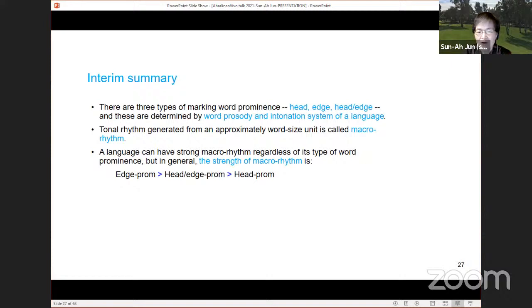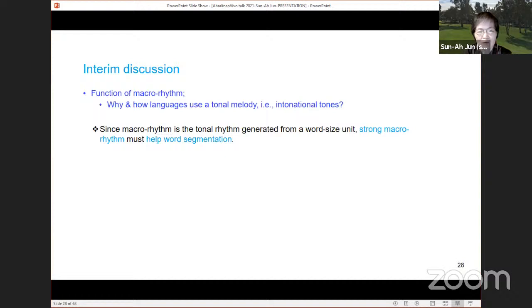The question is then, why and how do languages use a tonal melody? Since the macro rhythm is defined as the tonal rhythm generated from a word-size unit, a strong macro rhythm must help in word segmentation. It can help either by emphasizing the head of the word or by emphasizing the edge of the word.